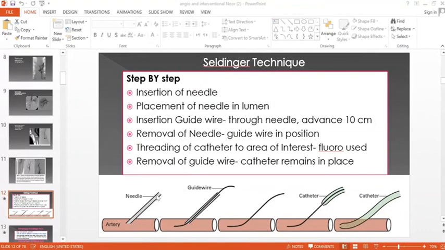First, we puncture the vessel using a needle. Then, placement of the guide wire through the needle and advancement of the guide wire. After the guide wire is in the vessel, the needle is withdrawn. Then the catheter will be threaded on the guide wire to reach the vessel of interest, and then the guide wire can be removed. Only the catheter will remain inside the artery. So this is the Seldinger technique.